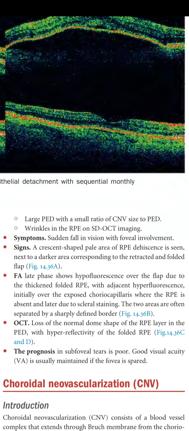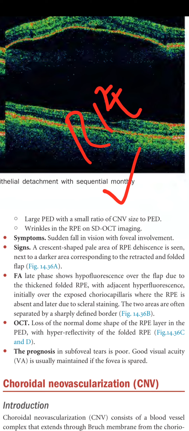Next are the risk factors of an RPE tear: older patient, longer duration, large PED with a small ratio of CNV size to PED, and wrinkles in the RPE on OCT imaging. Symptoms will be a sudden fall in vision with foveal involvement. A crescent-shaped pale area of RPE dehiscence is seen, next to the darker area corresponding to the retracted and folded flap.